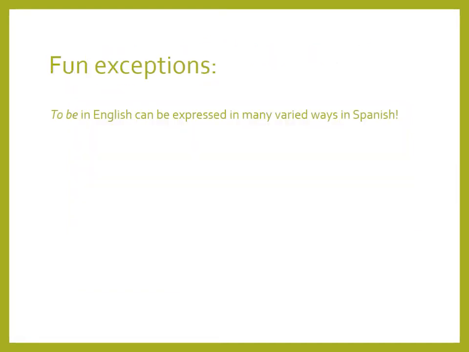There are some exceptions now. The verb to be is used in several expressions in English that don't correlate well to the usage of ser and estar in Spanish. Let me give you a few. It is hot out. The temperature is hot outside. Hace calor. You're using hacer. You're not even using ser and estar. I'm hot in the sense of I am presently at a high temperature and feeling heat. Tengo calor. You're using tener.